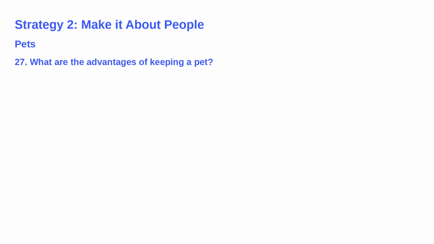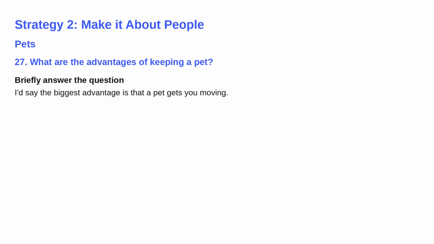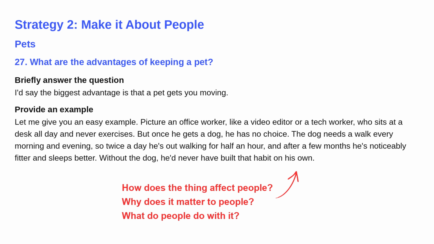Let's start with the category pets. What are the advantages of keeping a pet? I'd say the biggest advantage is that a pet gets you moving. Let me give you an easy example. Picture an office worker, like a video editor or a tech worker, who sits at a desk all day and never exercises. But once he gets a dog, he has no choice. The dog needs a walk every morning and evening, so twice a day he's out walking for half an hour. And after a few months, he's noticeably fitter and sleeps better. Without the dog, he'd never have built that habit on his own.